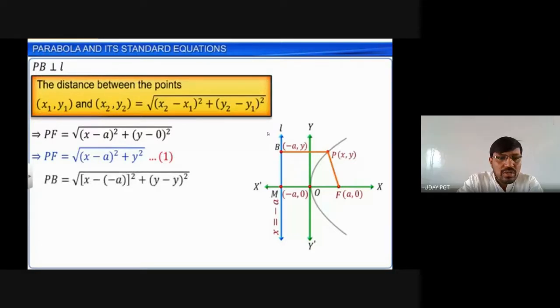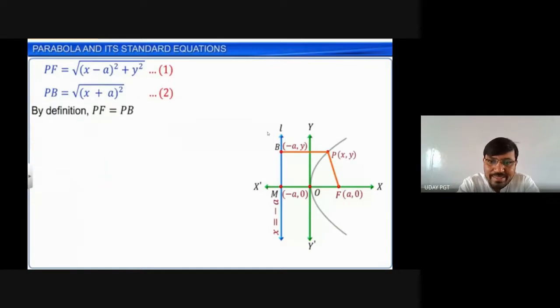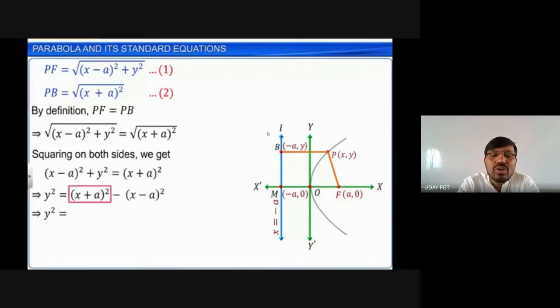Now PB is the distance between the point P and the point B. B is a point on the directrix; the line L shown here is the directrix. That distance is the square root of (x plus a) whole squared plus (y minus y) squared, where the y difference is 0. As per the definition, PB and PF are equal. Squaring both sides, we get (x minus a) whole squared plus y squared equals (x plus a) whole squared. From this, y squared equals 4ax.